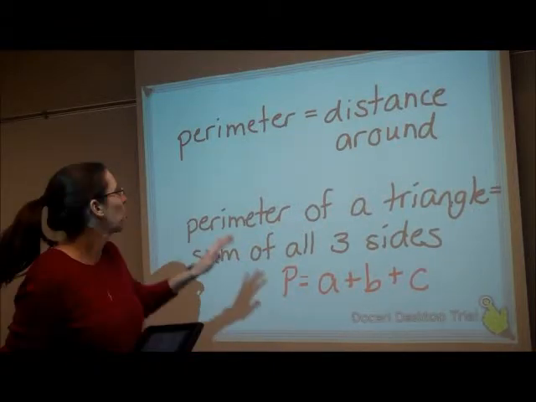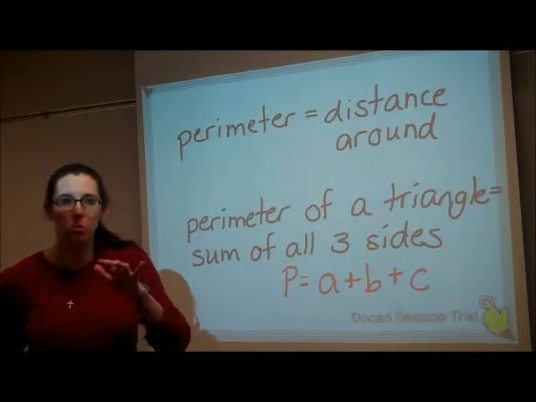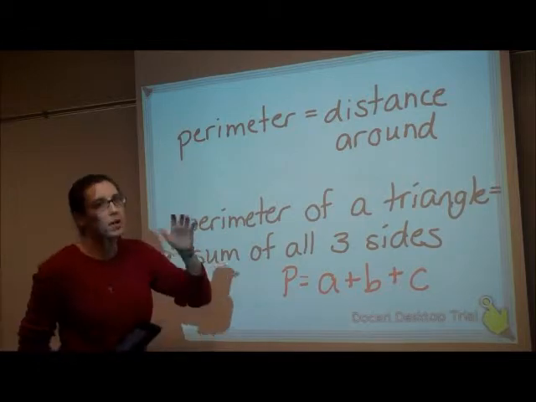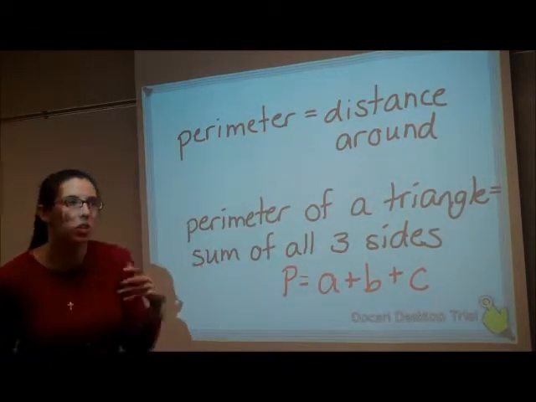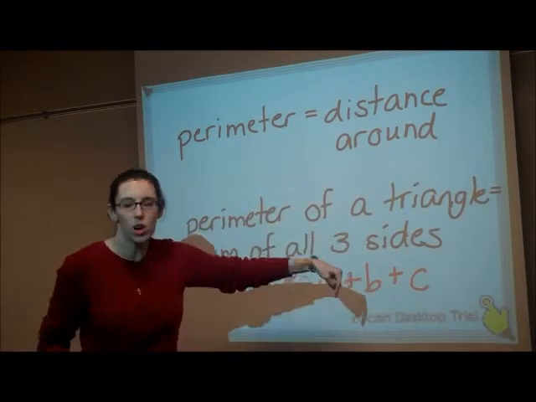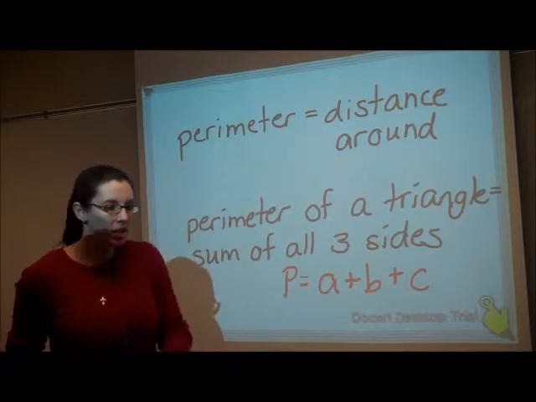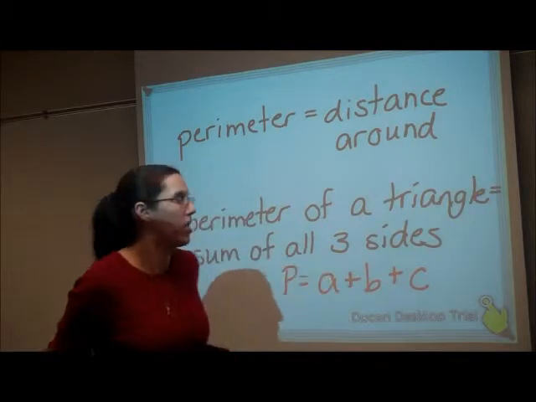So now we're going to talk about the perimeter of a triangle. Before we get into that, just a reminder that with perimeter, you're looking for the distance around something. So think of a perimeter fence. It goes around the yard, okay? That is, how far are you walking on that?